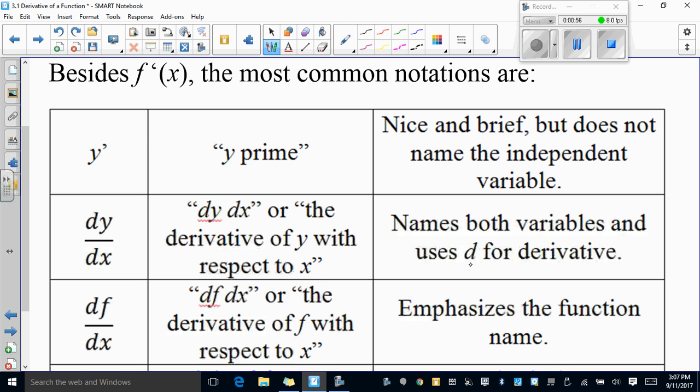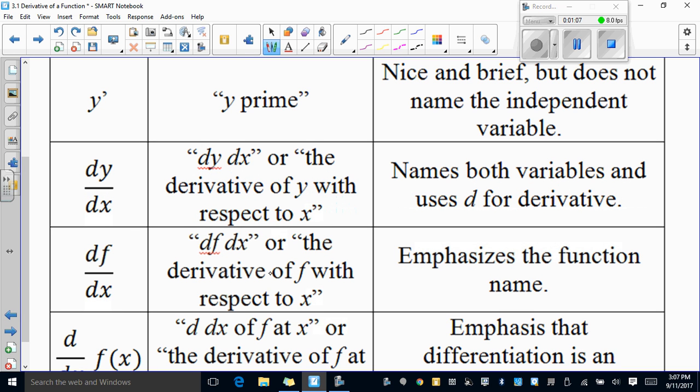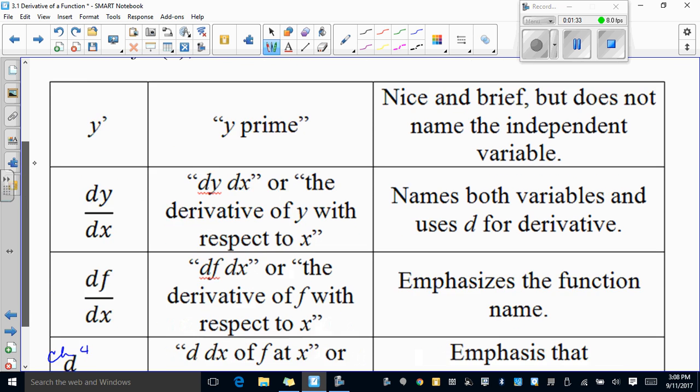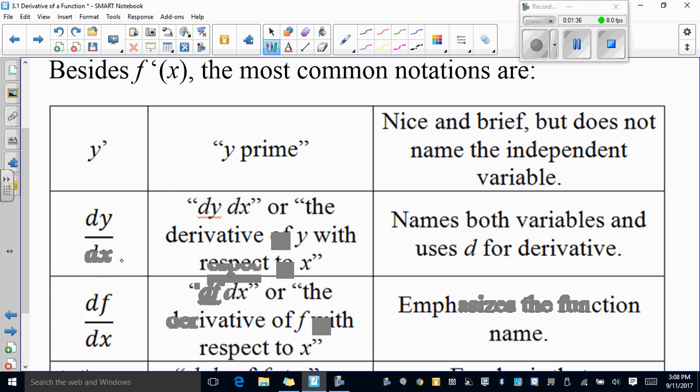df dx, or the derivative of f with respect to x, emphasizes the function name. And then the last one, d dx of f of x, or the derivative of f at x, emphasizes that differentiation is an operation performed on f. Now, this one you'll see especially in chapter 4. You'll see a lot of that in chapter 4. This one you won't see very often at all, but the others, very much so. Usually it's in instructions. The dy dx will be an instruction. Instead of saying find the derivative, it'll say find dy dx. And this is a very common one, right along with f prime.